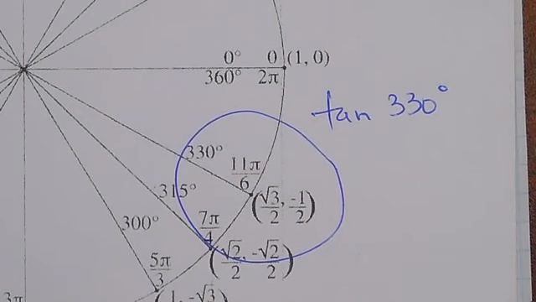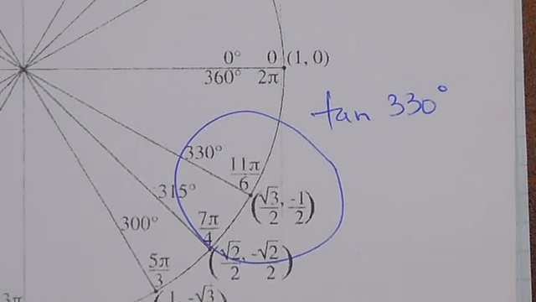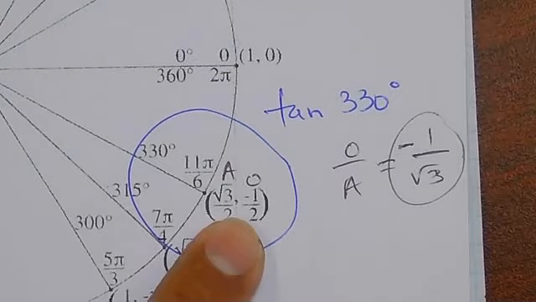I mean, some of you can probably just look at it and know the answer because you're just that good now. Well, that would be O over A. Which one's the O, everybody? This one's the O and that's the A, right? That's TOA. So O over A is going to be negative 1 over root 3.